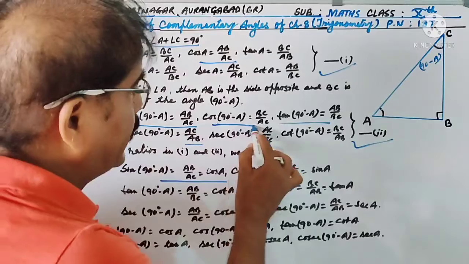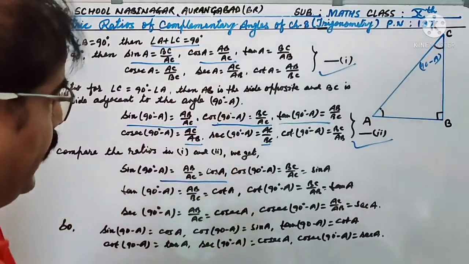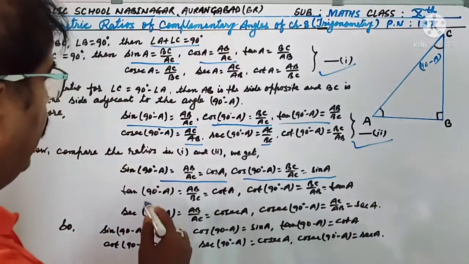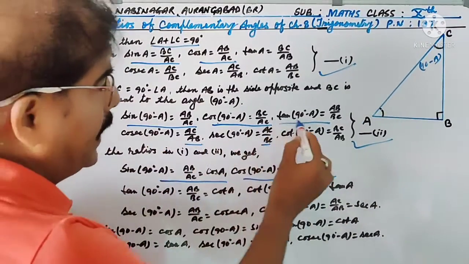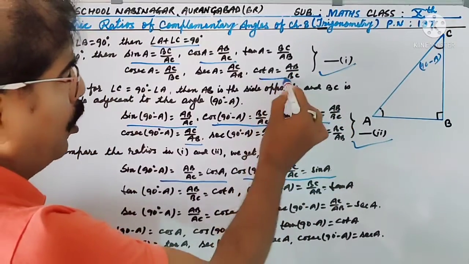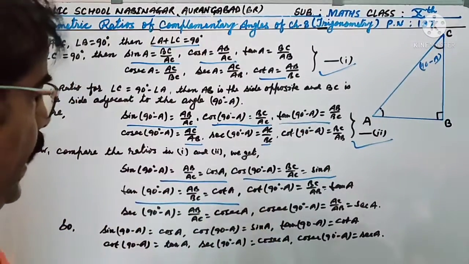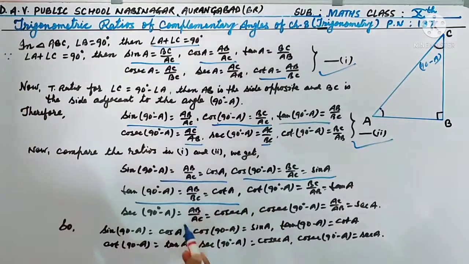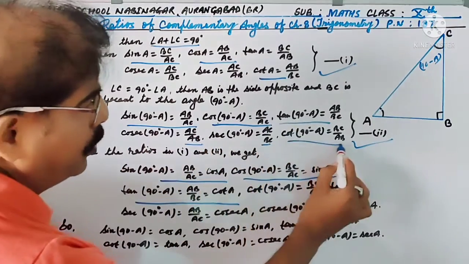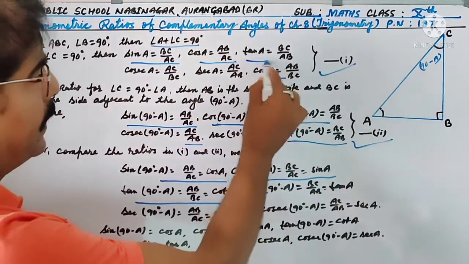Cos 90 minus A equals BC by AC, and BC by AC equals sin A. So cos 90 minus A equals sin A. Similarly, tan 90 minus A equals AB by BC, and AB by BC equals cot A. So tan 90 minus A equals cot A. And cot 90 minus A equals BC by AB, and BC by AB equals tan A.